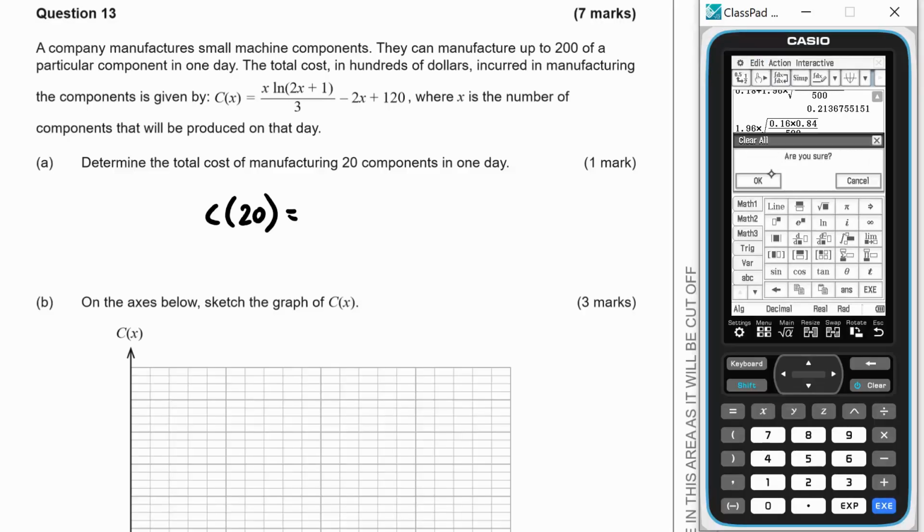So that would be 20 times the natural log of 40 plus 1 over 3. Take away 40, add 120. That's $104.76.